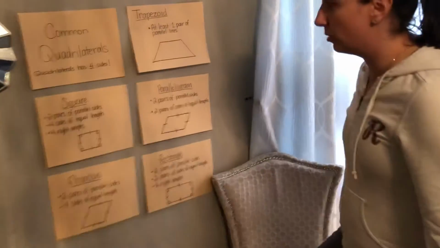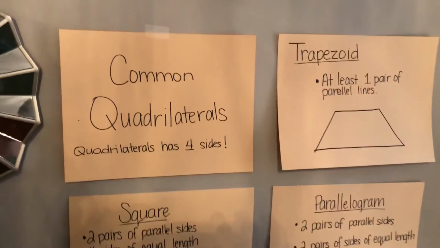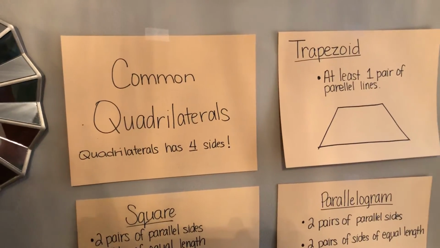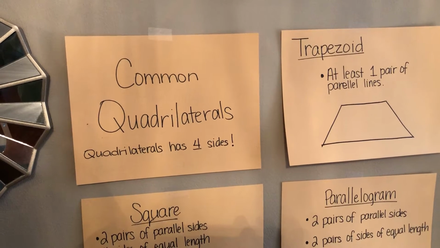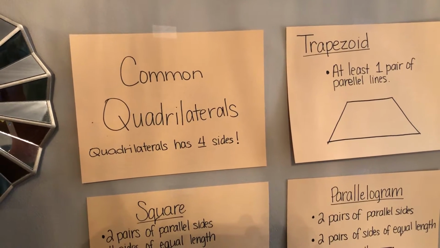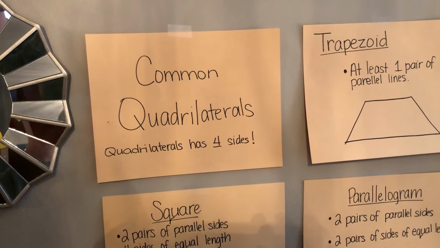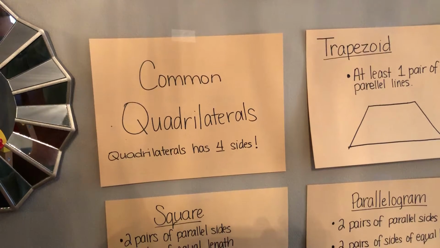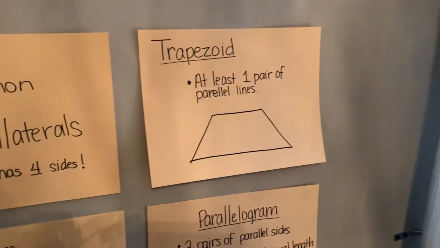So the first thing we have to understand is what is a quadrilateral. A quadrilateral is any shape that has four sides. It doesn't have any round sides. It's four straight lines, okay? So we're going to go through some common quadrilaterals. There's 5 common quadrilaterals. The first common quadrilateral is a trapezoid.